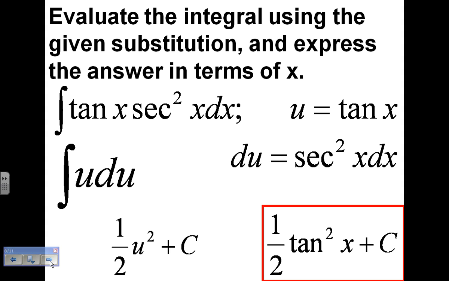Tangent squared of x plus 1 plus c. Okay? So if I multiply this through, watch what happens. I have 1/2 tangent squared plus 1/2 plus c. What is 1/2 plus c going to be? It's going to be another constant.